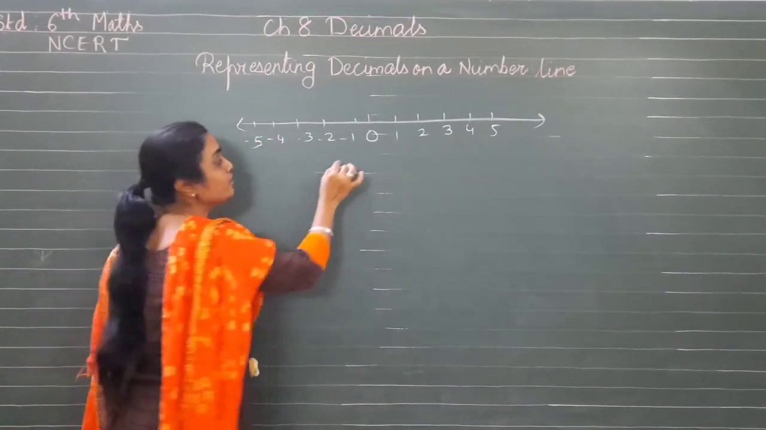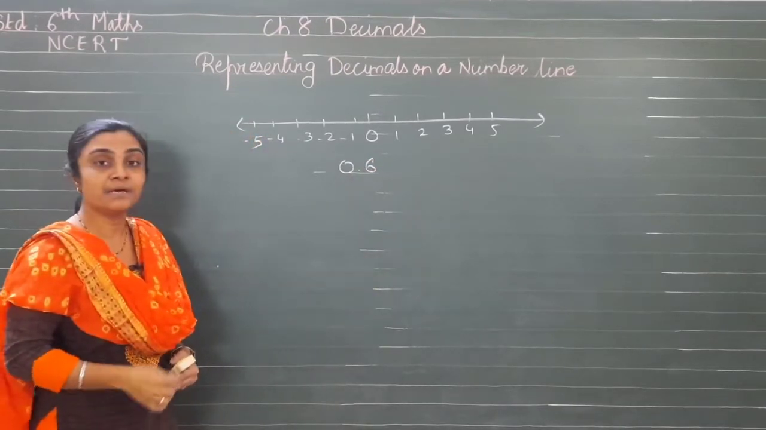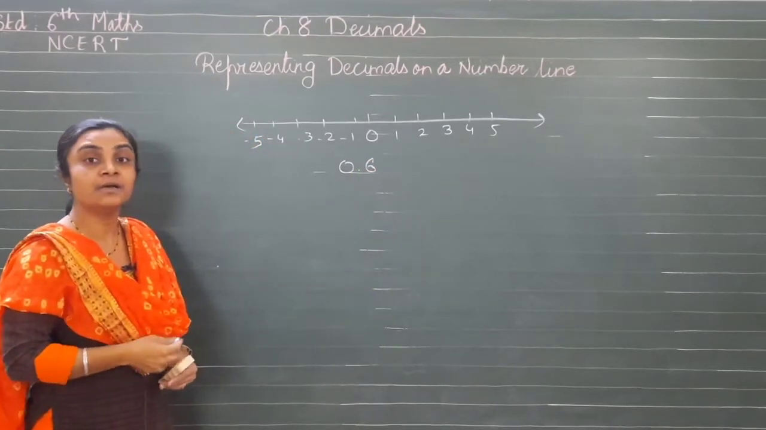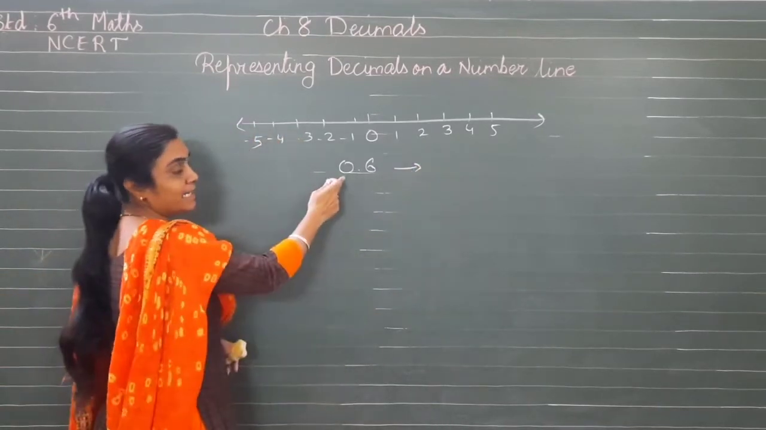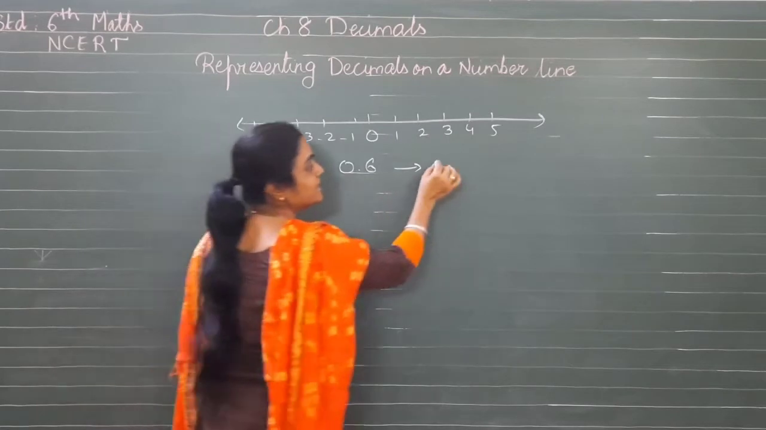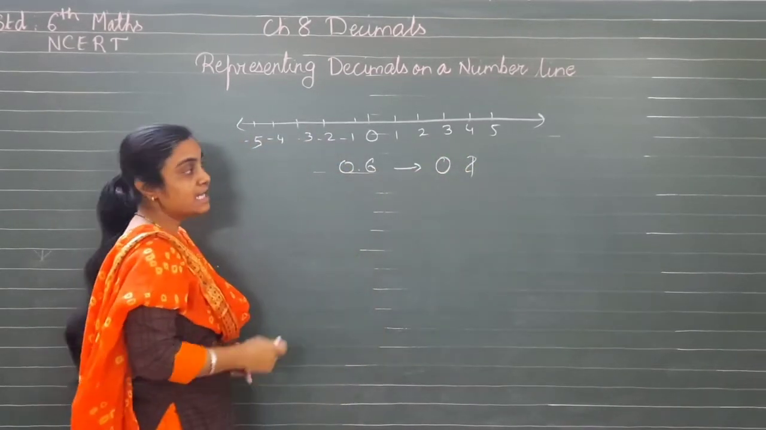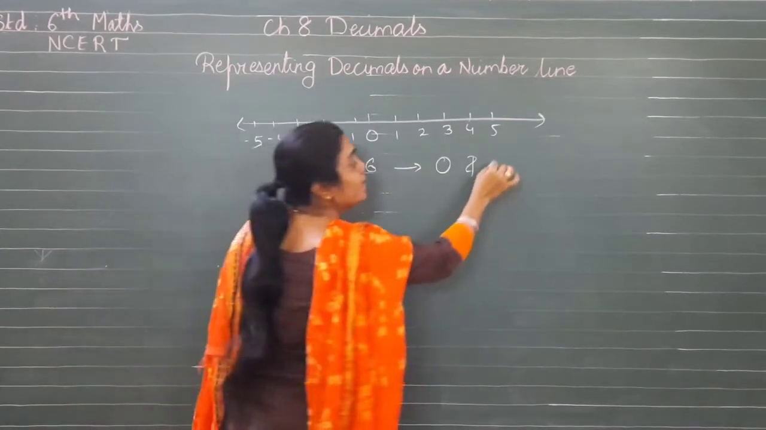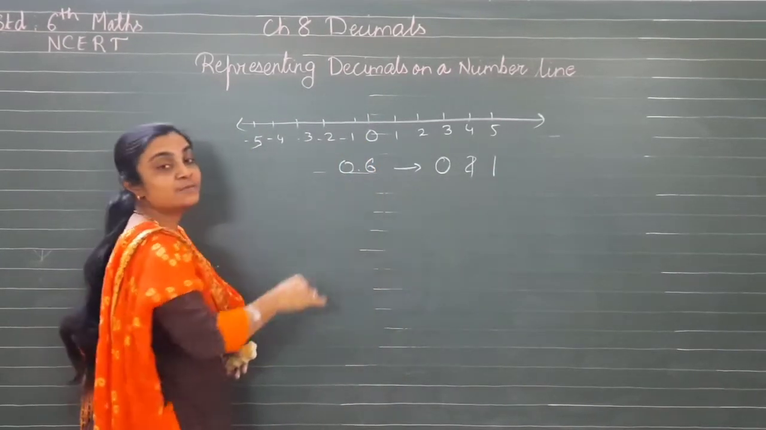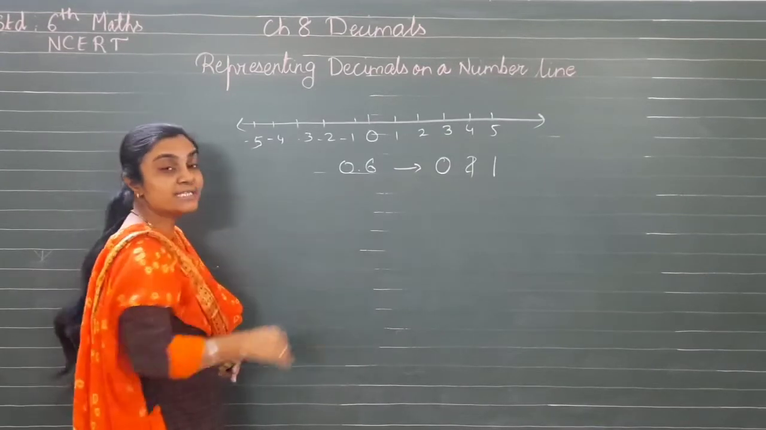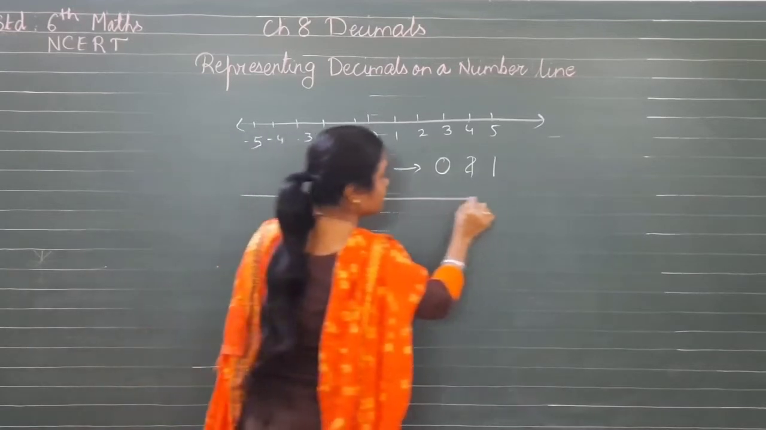Now we want to plot 0.6, a decimal number, and we will represent it on a number line. Now 0.6, in the whole place it is 0, and at the 10th place it is 6. That means it is smaller than 1. So 0.6 is greater than 0 and smaller than 1. So 0.6 will lie between 0 and 1.